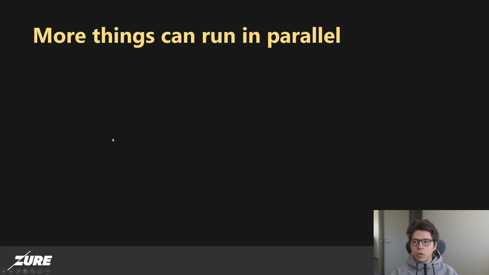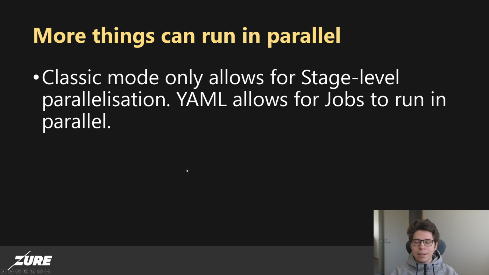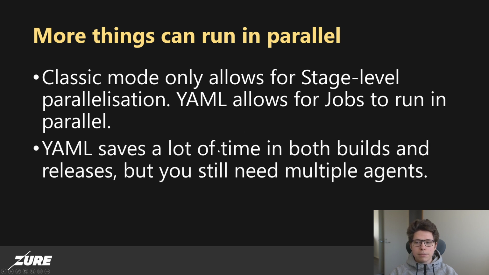Then, of course, more things can run in parallel, as I kind of was foreshadowing earlier. So classic mode only allows for stage level parallelization. YAML allows you to do dependency graphs for real, so you can do whatever you want with jobs as well. So in this sense, you also save a lot of time when working with YAML. You of course still need to have that many VMs that you want to have parallelizing your tasks.